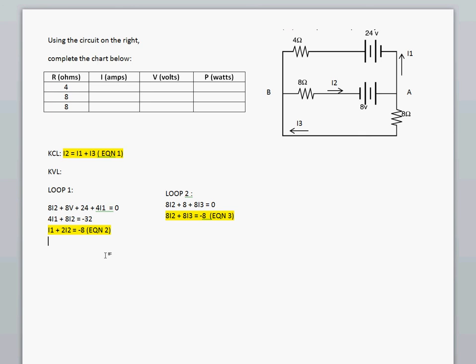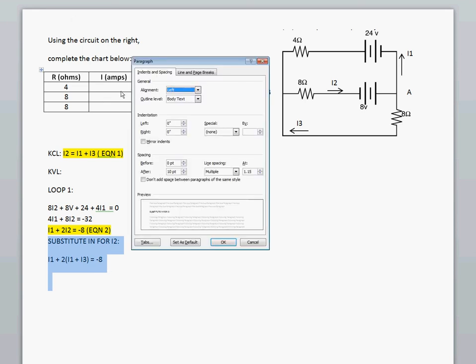So after I substitute in for I2, I'll get I1 plus 2 times the quantity I1 plus I3 equals negative 8. And so let me reformat this.